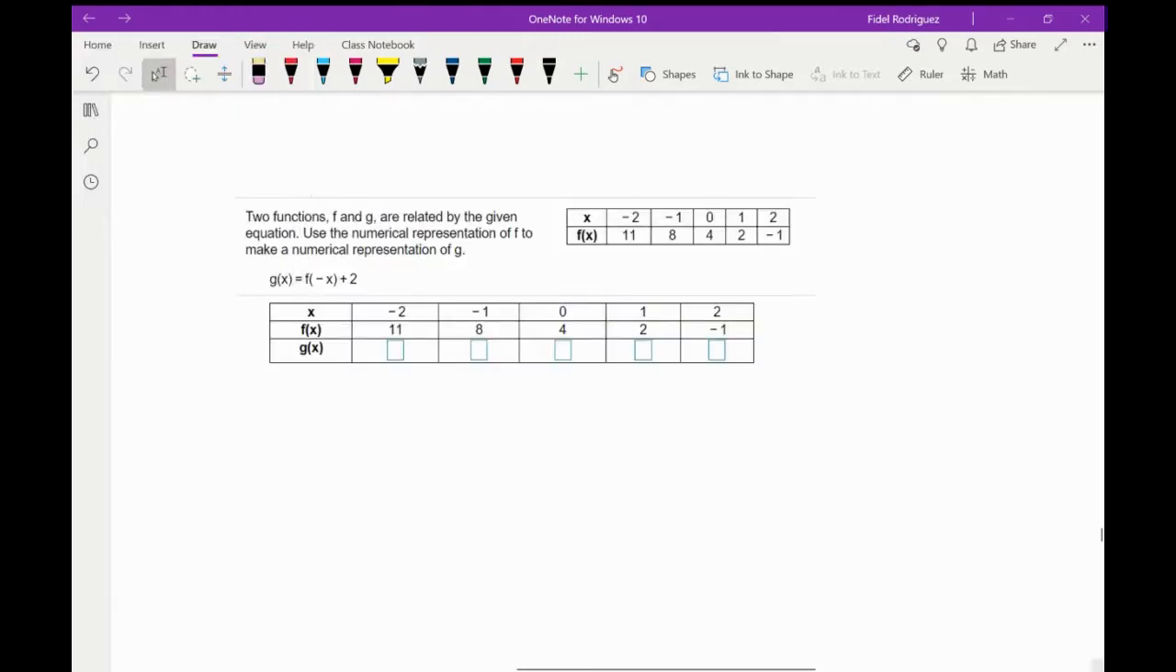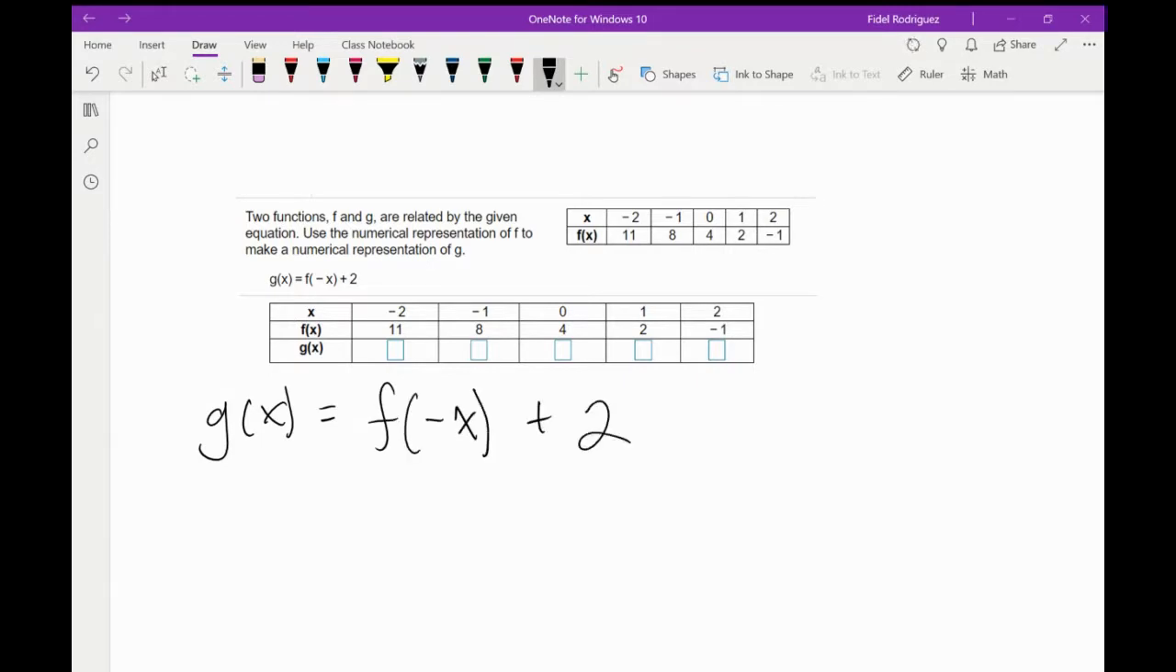Okay, so this is the next problem, right? This was number 6 in that same homework set. So let's take a look. It says two functions f and g are related by the given equation. Use a numerical representation of f to make a numerical representation of g. Okay, so we're going to do it the same way we did before. So the first thing, g of x is equal to f of negative x plus 2.